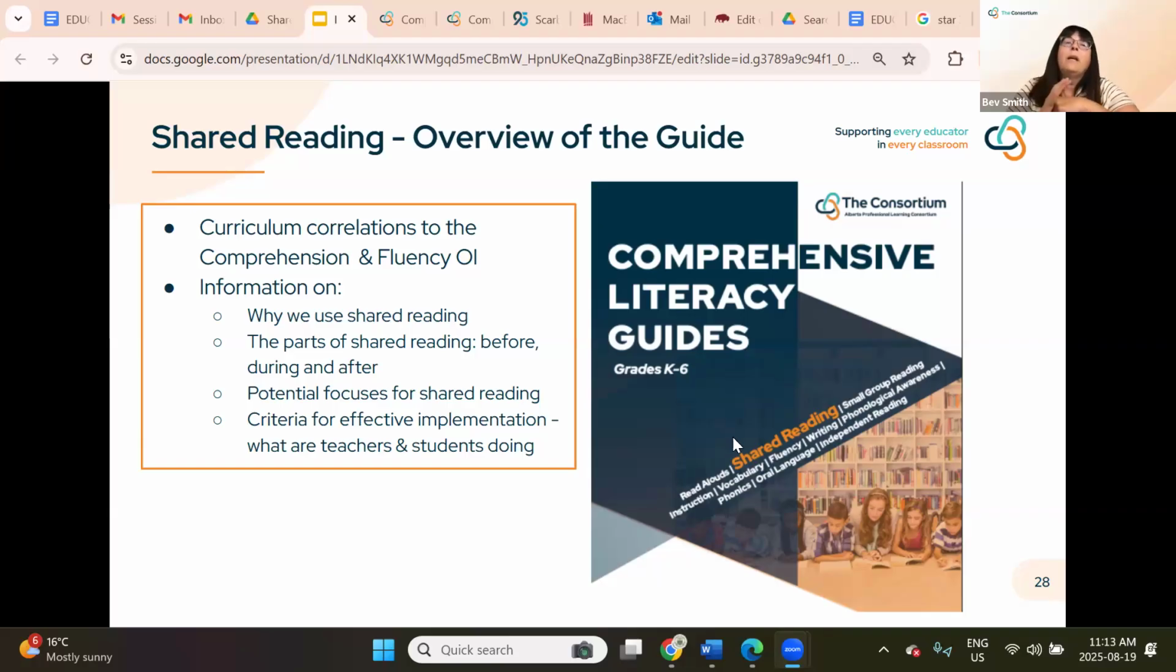You're also going to find information on why we would do shared reading in our classrooms, the parts of the shared reading lesson, the before, during, and after reading, the potential focuses that you might have for your shared reading, and also some criteria for effective implementation. What are the teachers doing and what are the students doing? You can go to the next slide.